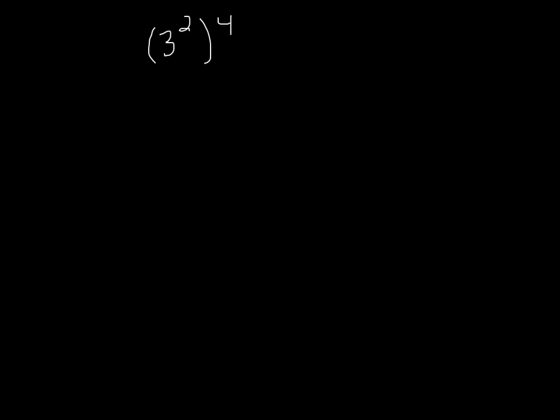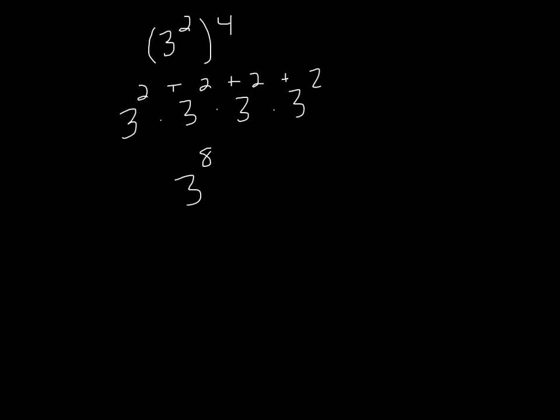Again, the exponents only go to what they're exactly next to, and anything inside the parentheses would be considered that. So here we have 3 to the 2nd power to the 4th power. That means we're going to do 4 of those 3 to the 2nd powers. So you should do 3 to the 2nd times 3 to the 2nd times 3 to the 2nd times 3 to the 2nd power. Now if you follow the rules that we just did, we're multiplying like bases, and so all you need to do is add up all of the exponents. So 3 to the 2, 4, 6, 8 power.